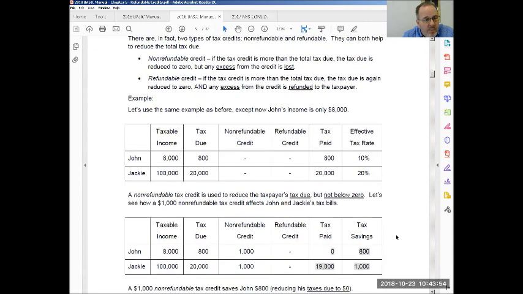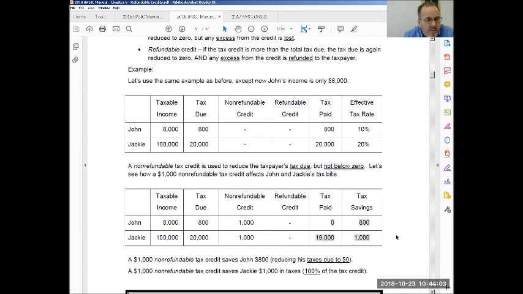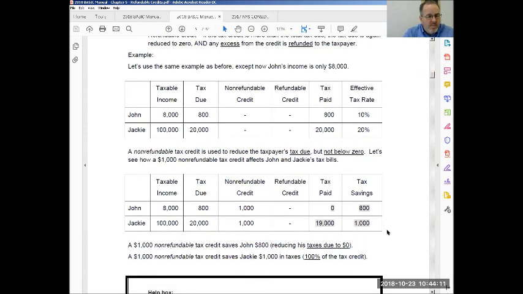We have our little example there between John and Jackie, and they have their income. As it starts out, we have a non-refundable tax credit. As you can see on John, because his tax bill was smaller, he only got $800 of that non-refundable credit, whereas Jackie, because her income was higher, got a full $1,000.